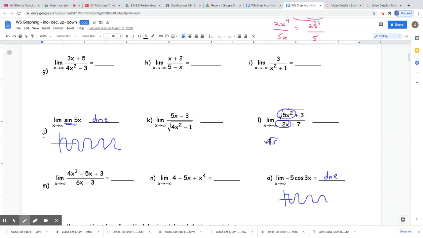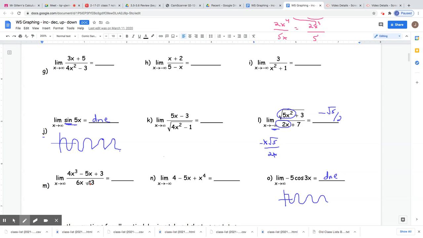The square root of x squared is x. Now remember, it's plus or minus x. You determine that based off of what you're approaching. Since we're doing negative infinity, we use negative x. If it was positive infinity, we would use positive x. We simplify, and that answer is negative square root of 5 over 2. All right.